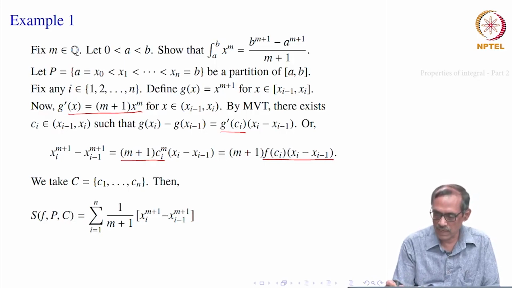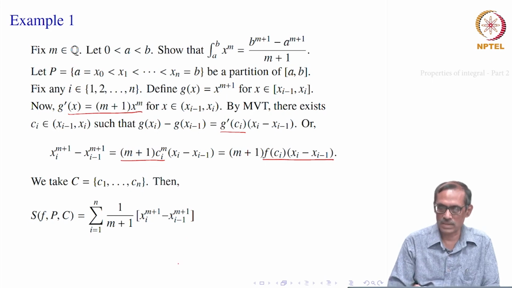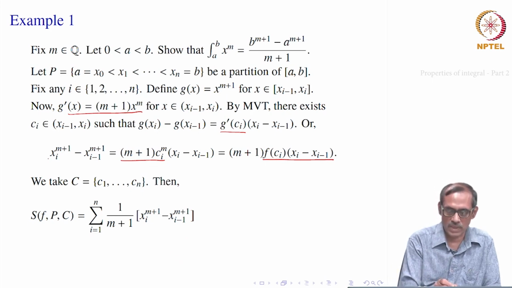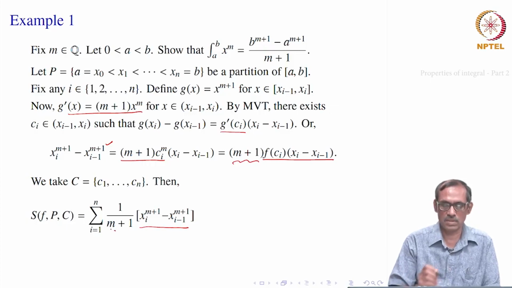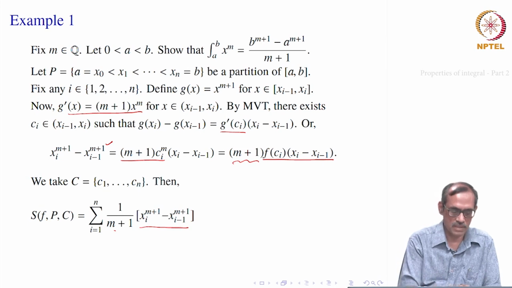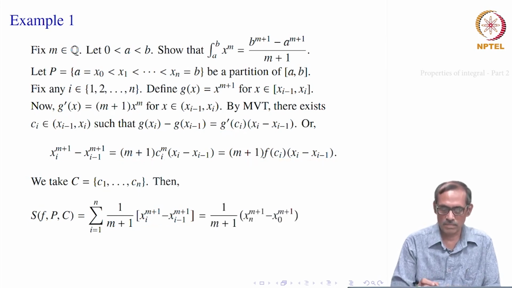Therefore, f of c_i times (x_i minus x_{i-1}) is equal to the left side, x_i to the power m plus 1 minus x_{i-1} to the power m plus 1, divided by m plus 1. So, this becomes the Riemann sum. Now, we want to sum it. So, what will be the sum? m is not dependent on i, we take it out, 1 divided by m plus 1. Then the sum of all these numbers, where x_i is varying.